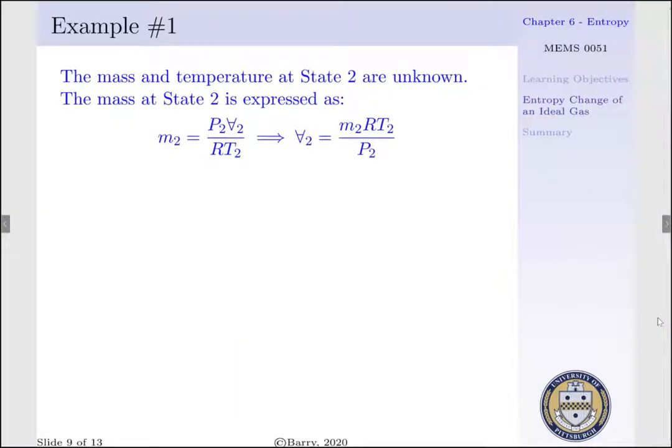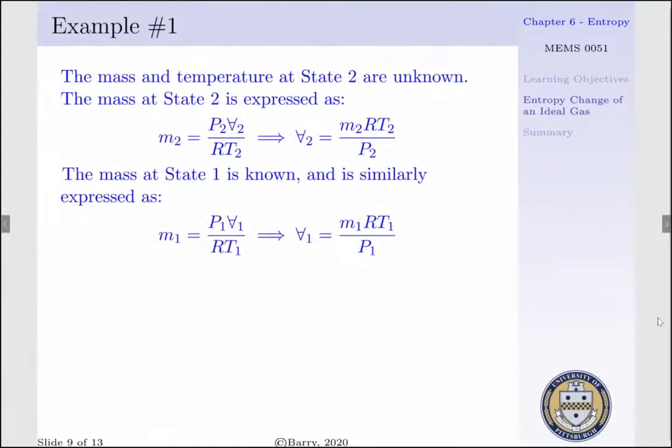Now, the mass and temperature at state 2 are both unknown. We can solve for a mass at state 2 via the ideal gas law. M2 is equal to P2 V2 per R T2. Or if we express this in terms of volume, V2 is equal to our mass at state 2 times our gas constant times our temperature at state 2 per our pressure at state 2. The mass at state 1 is known, and similarly, we can solve for a volume at state 1.